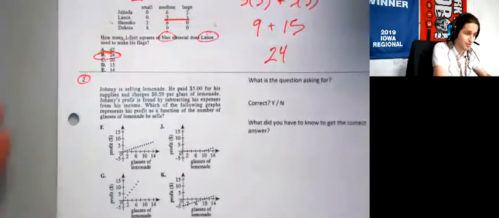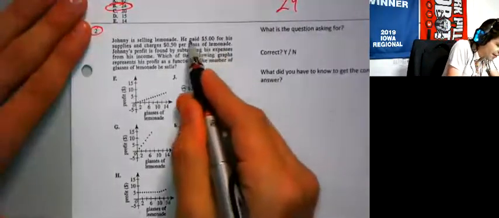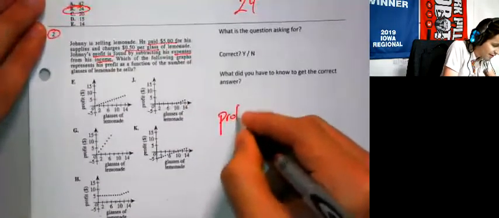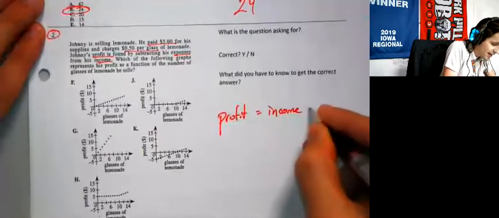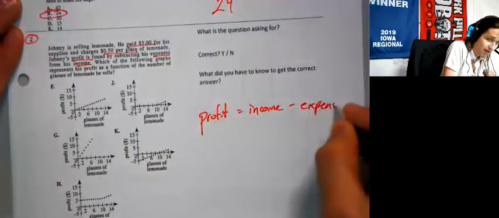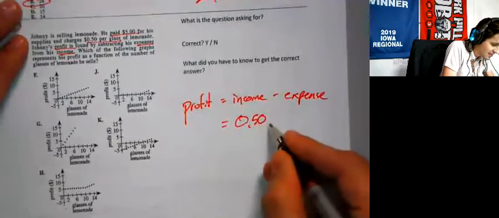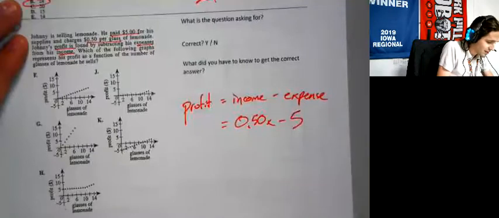Number 2 is a good one. It combines some ideas from the previous one about linear equations. Johnny's selling lemonade, paid $5 for supplies and charges 50 cents a glass. Profit is found by subtracting his expenses from his income. So profit equals income minus expenses. What's his income? He makes 50 cents a glass. What's his expenses? $5.